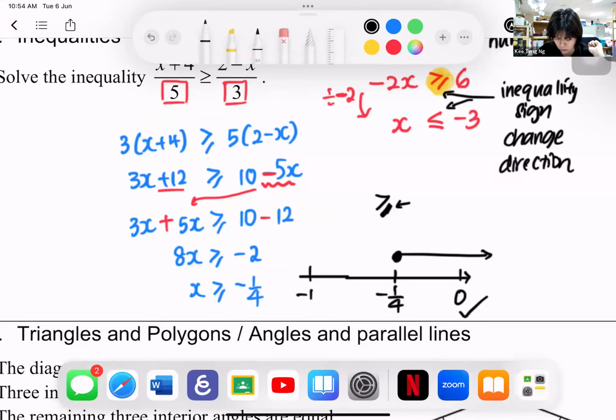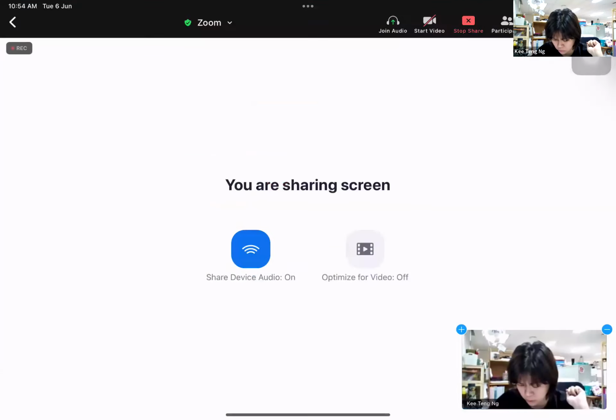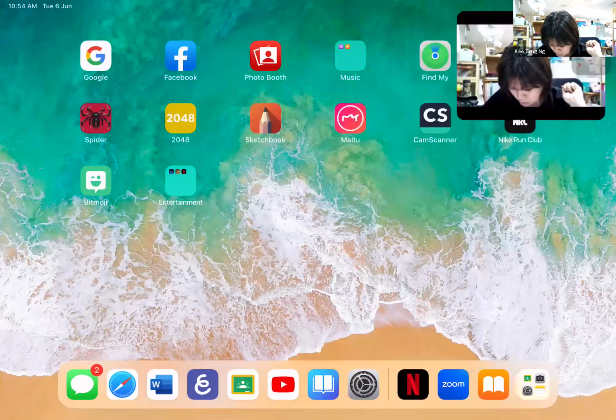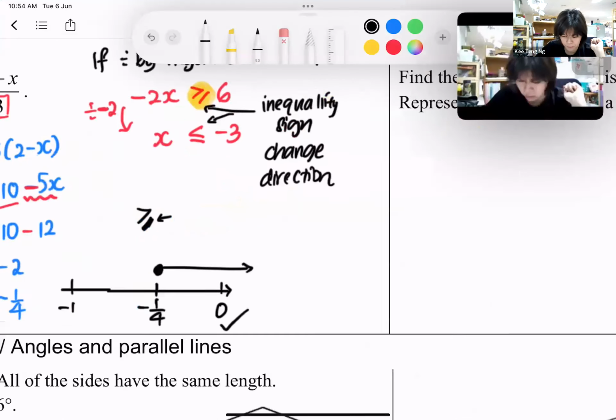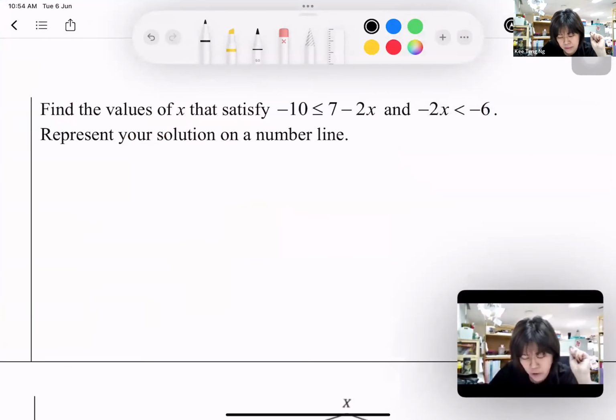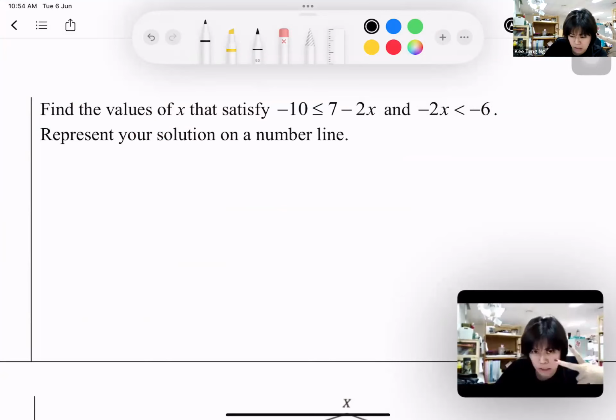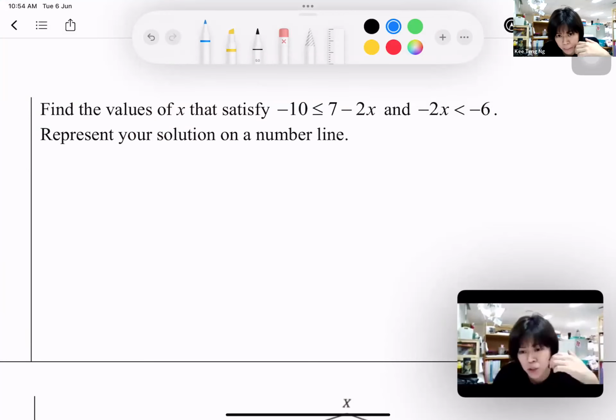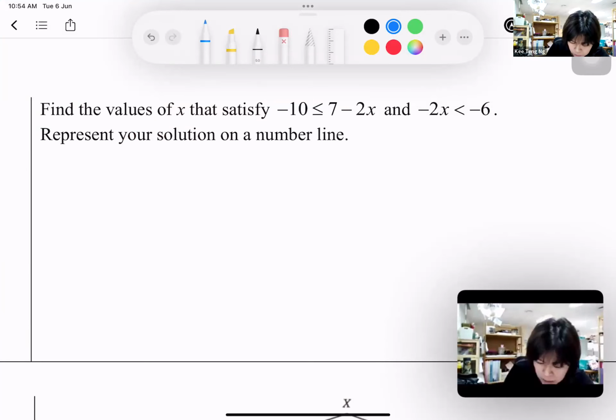Wait, are you able to see my screen? Yes, okay, correct. Next part, find the values of x that satisfy these and these. Now there are two conditions that I must satisfy. So let us analyze both conditions. If I were to represent the solution on the number line, I need to think through what the conditions are.